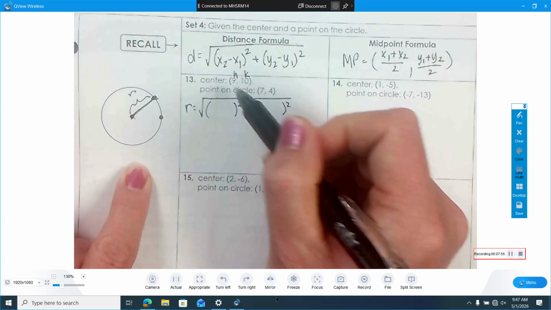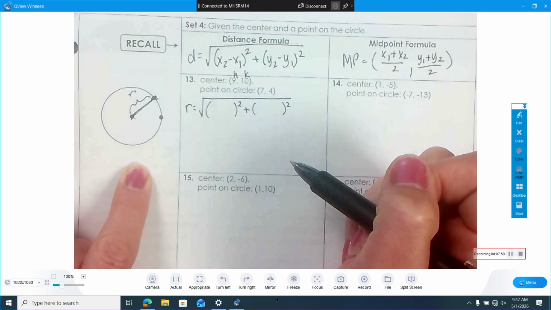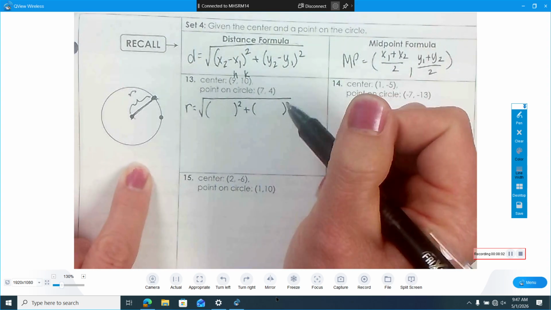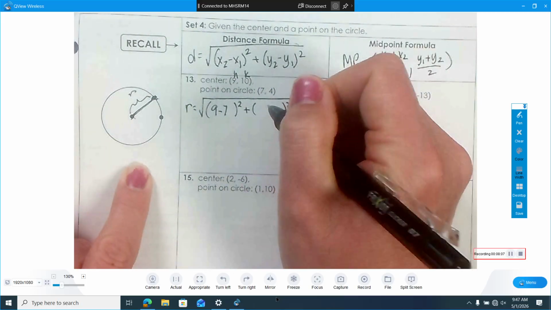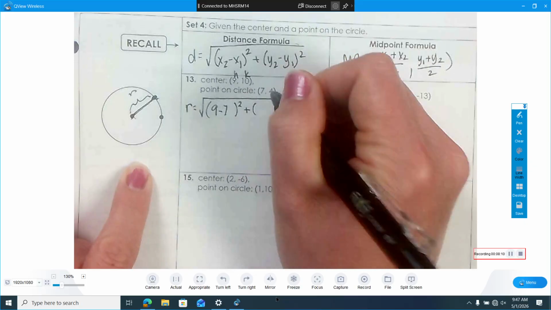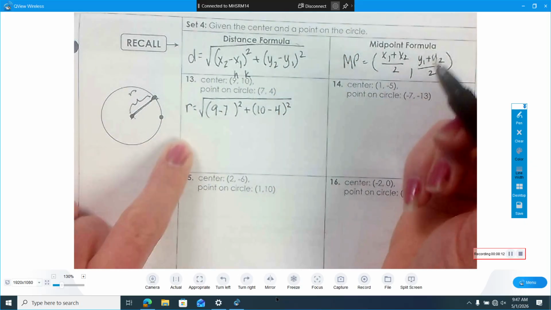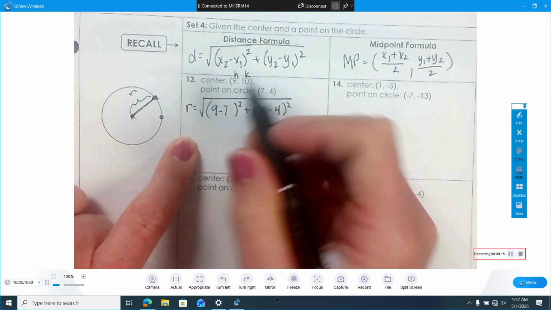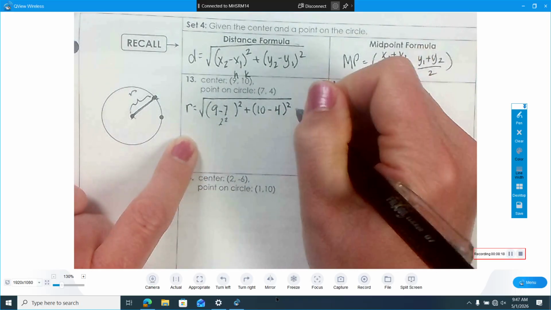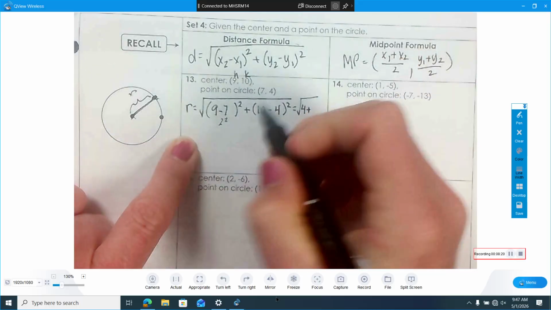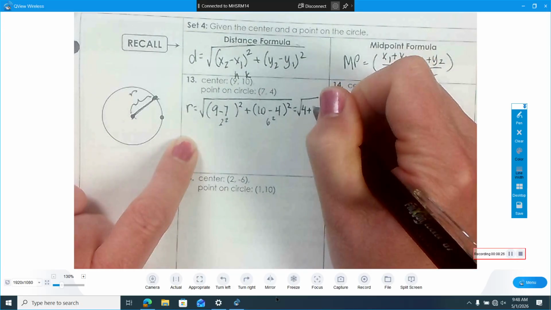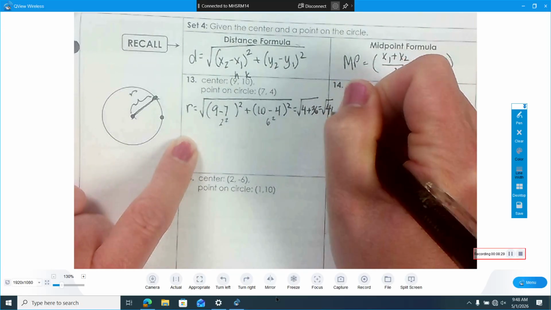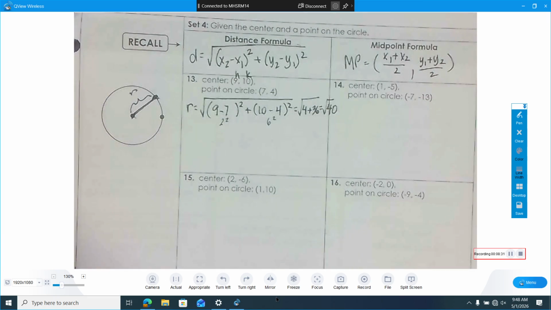And so I want to subtract my x's. What number should I subtract? 9 minus 7? Yep. And then I need to subtract my y's. What number should I subtract? 10 minus 4? Good. So there's my setup. What is 9 minus 7? 2. 2 squared is 4. Plus 10 minus 4 is 6, and 6 squared is 36. So I get radical 40 for my radius, and I'm fine leaving it like that.